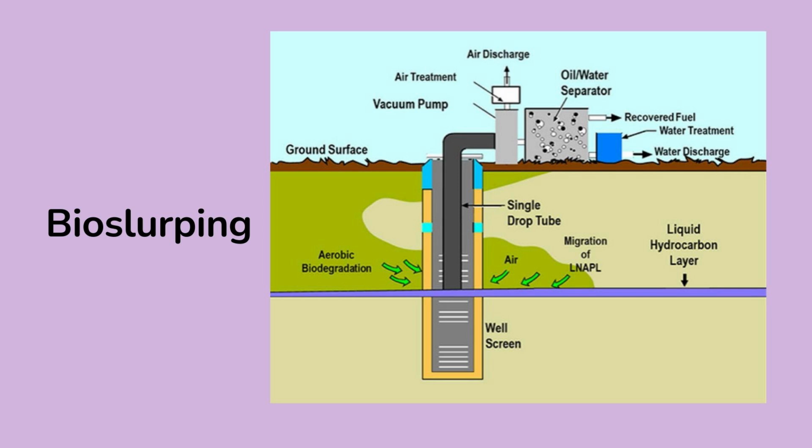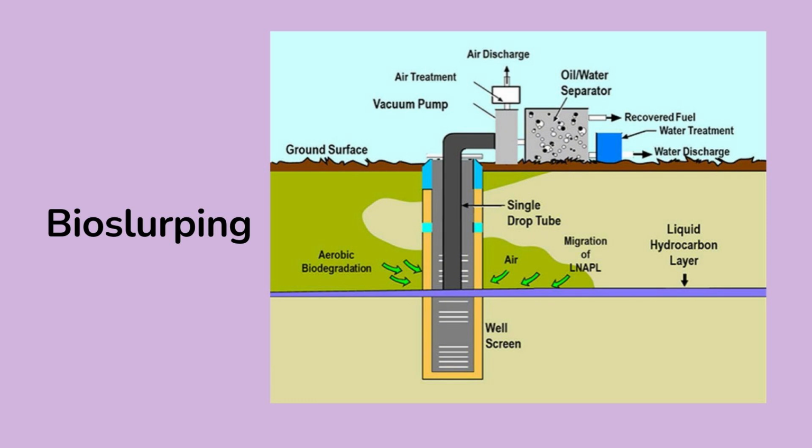Bioslurping. It is also called multi-phase extraction. It is a technique used to clean up contaminated groundwater and soil, particularly where hydrocarbons like petroleum are present. It combines the elements of two methods, bioventing and vacuum-enhanced extraction. A vacuum pump is used to draw out contaminants from the soil and groundwater. Oxygen is introduced to stimulate naturally occurring microorganisms that break down the contaminants.